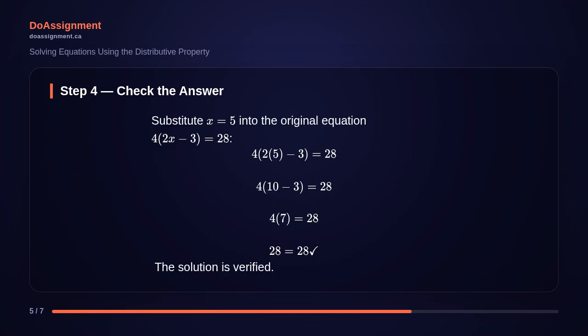Inside the parentheses, 2 times 5 is 10, minus 3 is 7. Then 4 times 7 equals 28, which matches the right side perfectly. The answer checks out.